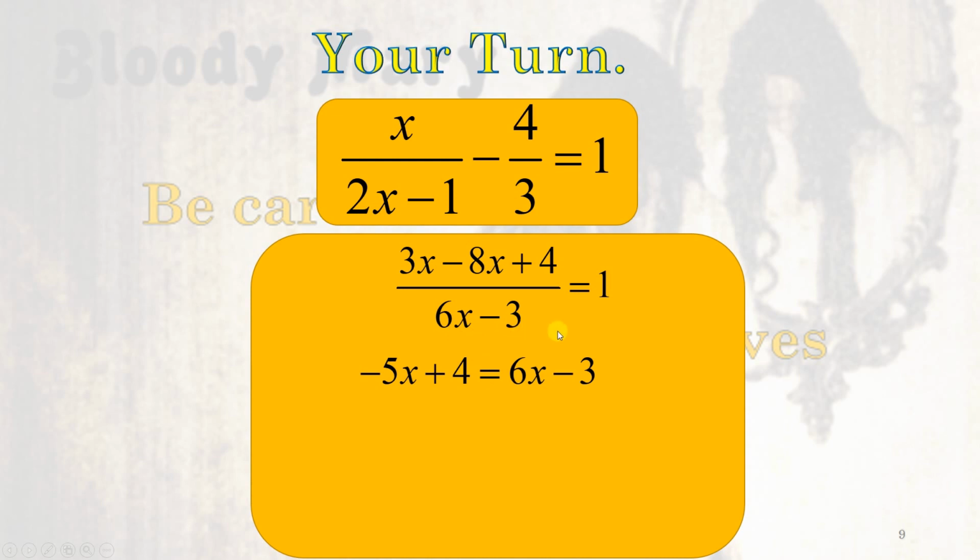I'm going to multiply both sides by 6x minus 3. Now this is smaller, so we're going to add it. It's going to give us 11x. And since we're going to move the x to the right, we're going to go ahead and add this. It gives us 7. Boom, done. All right, so let's pull it all together right here, shall we?